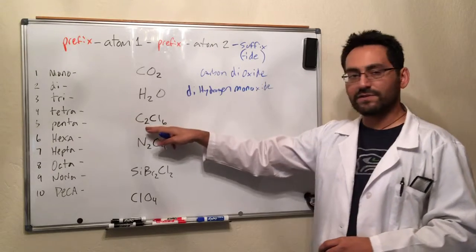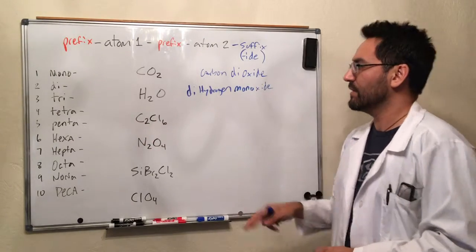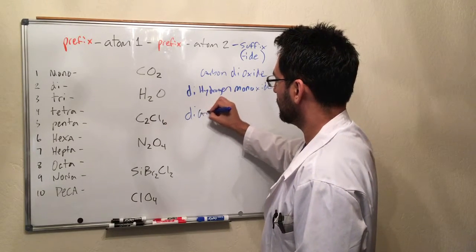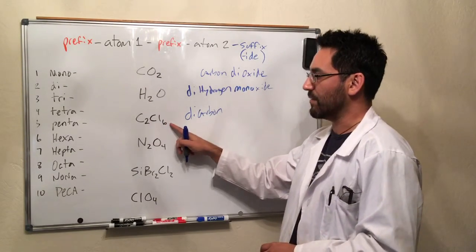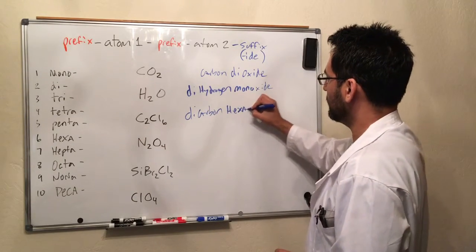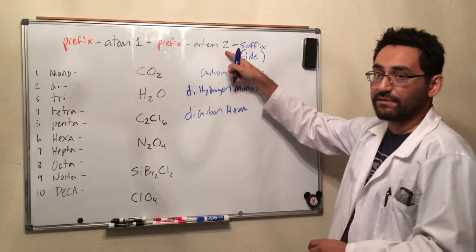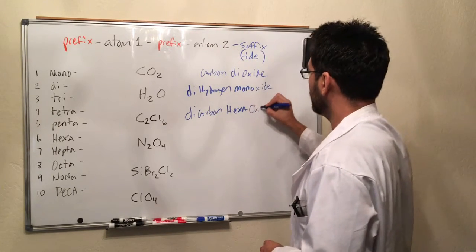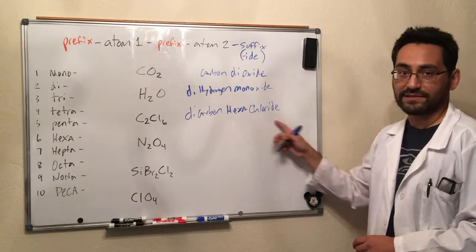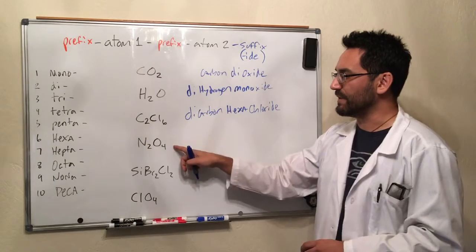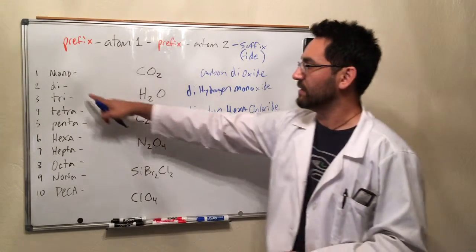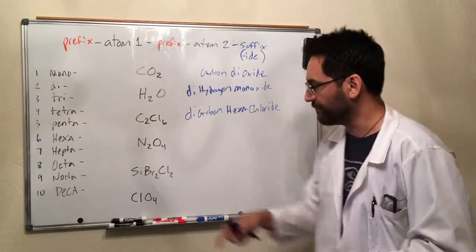Let's look at this one. It says 2 carbons and 6 chlorines. So here we're going to say dicarbon, and then the prefix 6 is hexa, and then instead of chlorine, we write chloride. Dicarbon hexachloride. This next one would be dinitrogen tetraoxide. Di is 2, tetra is 4.